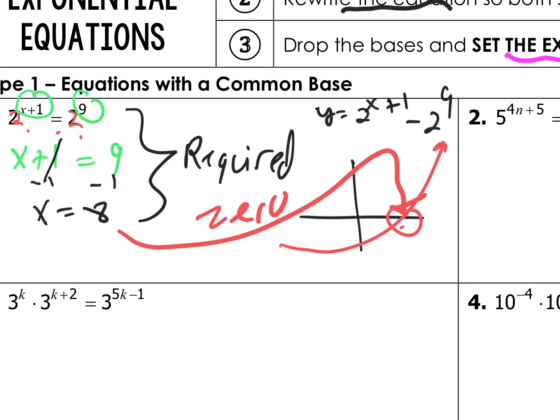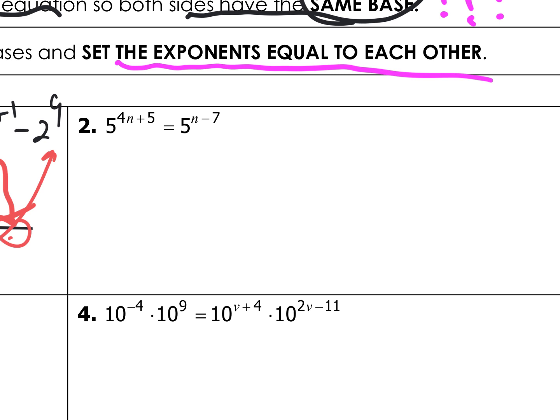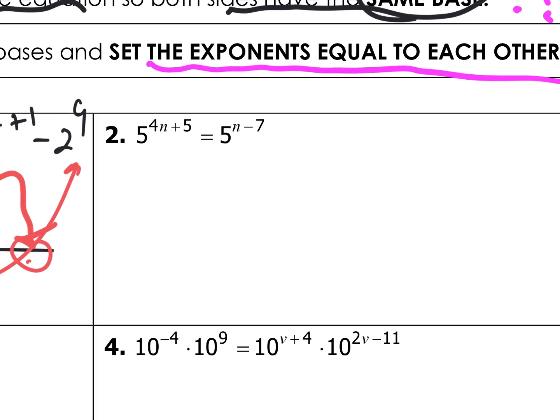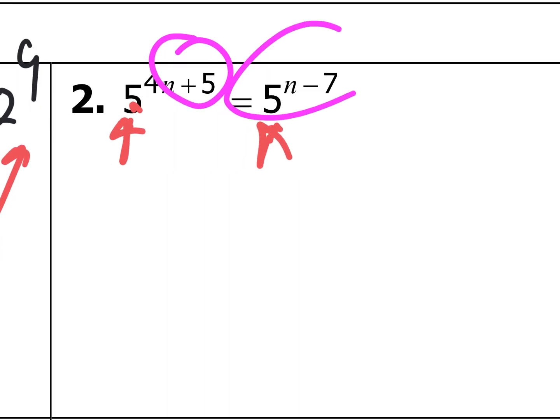Okay, number 2. This problem, again, has the same base on each side. Because you have an exponential function with the same base, you know that the two exponents have to be equal. So 4n plus 5 has to equal n minus 7.